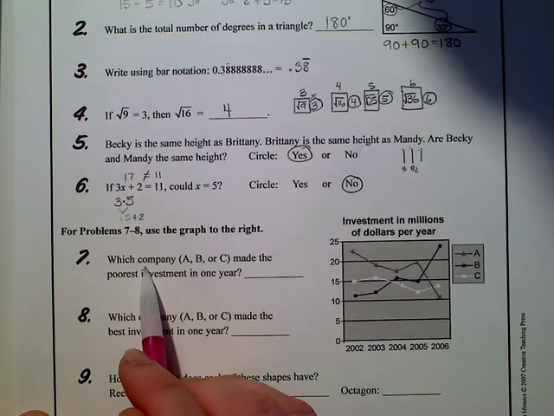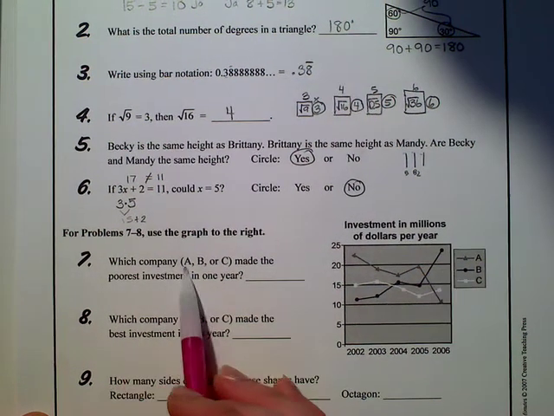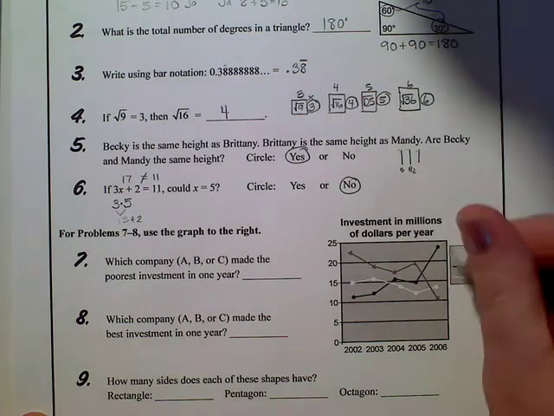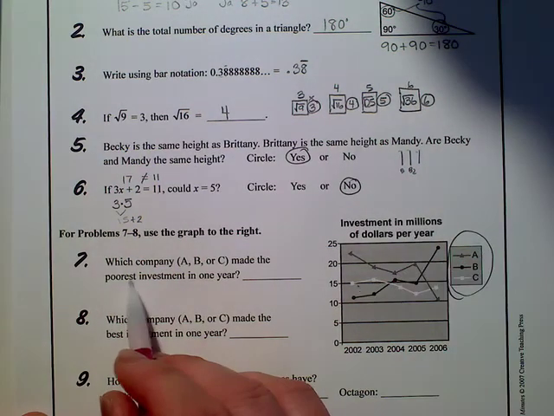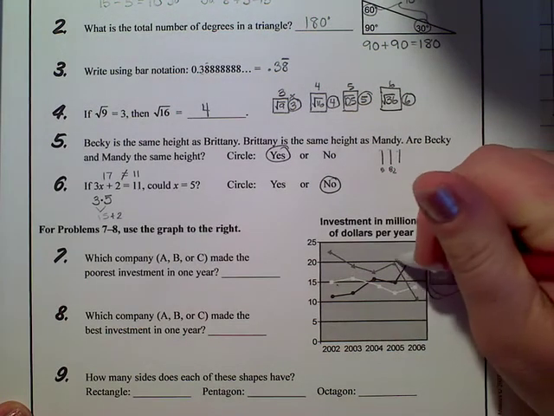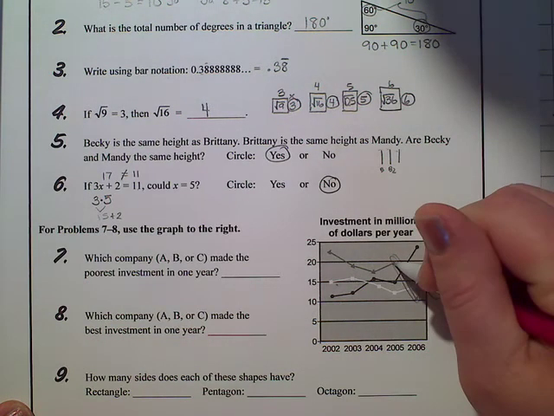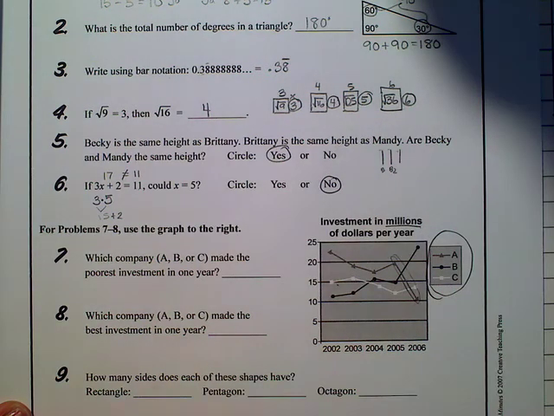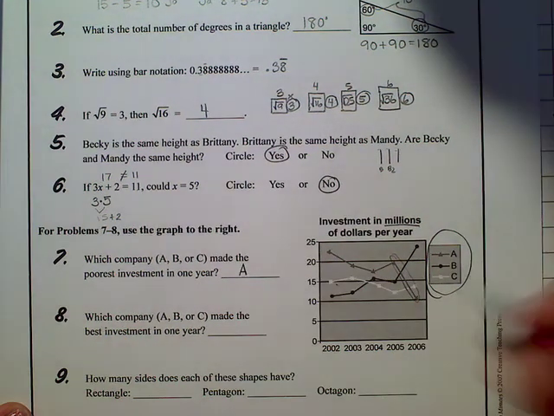For problems 7 to 8, use the graph over here. Which company, A, B, or C, made the poorest investments in 1 year? Pay attention to the color of the lines here. C is actually in the middle. Which company made the poorest, went down the most? Well, if you're paying attention to the stock market, this looks a lot like what happened not that long ago. So this company had $20 million, and then they ended up with $10 million. I'm assuming somebody lost their job over that. That would be company A.